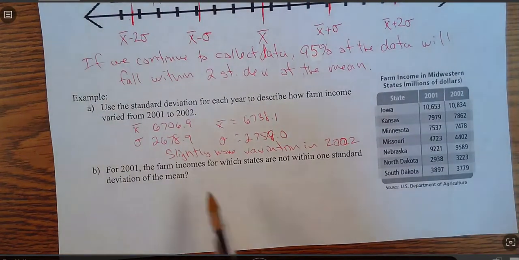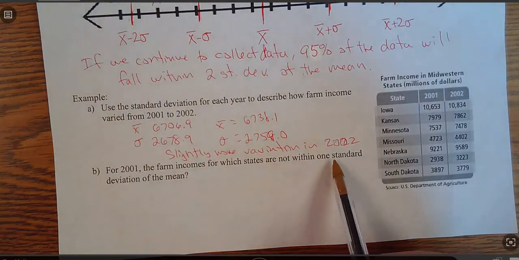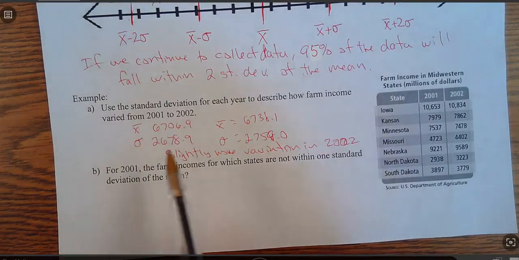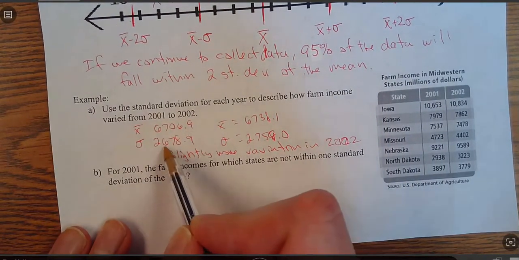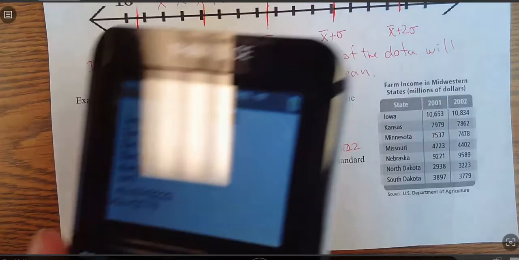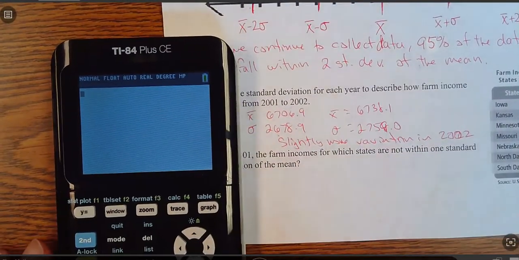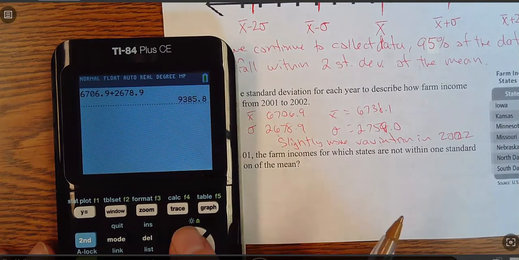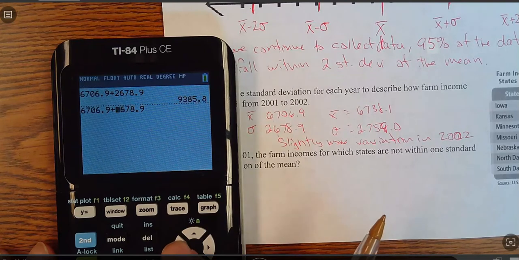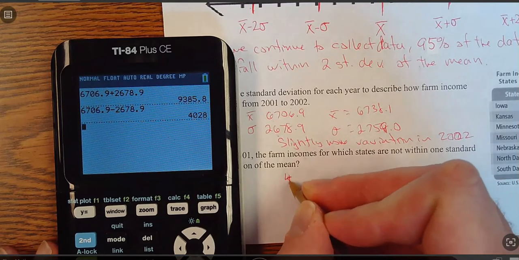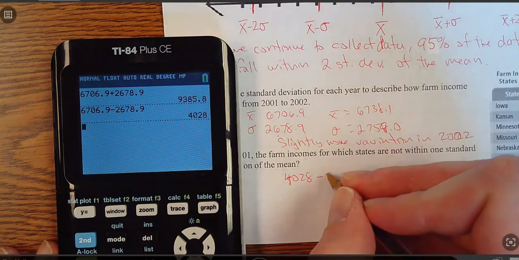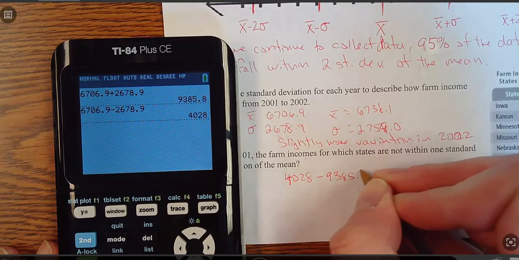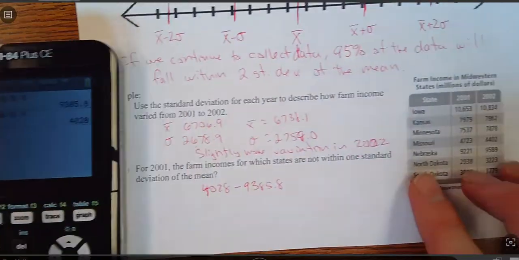And then for 2001, the farmer incomes for which states are not within one standard deviation? If I want to go within one, I'm going to take this number plus or minus this number. So let's take 6706.9 plus 2678.9, and I'm just going to copy it and change that to a minus. So I'm going to find between 4028 and 9385.8. So which of these are not in that interval?